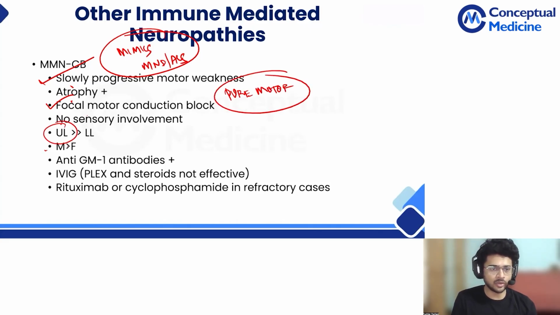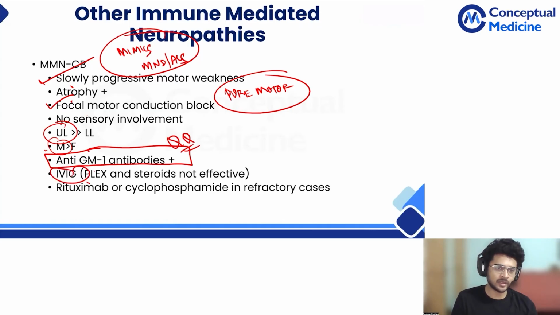It's upper limb more than lower limb, usually males. Anti-GM1 antibodies are positive. This is very important. IVIG is the treatment of choice. PLEX and steroids are not very effective. In refractory cases, you can go for rituximab and cyclophosphamide. So remember, multifocal motor neuropathy mimics MND. Usually it's pure motor, upper limb weakness, atrophy, focal conduction block in the NCS, and usually it responds well to IVIG.